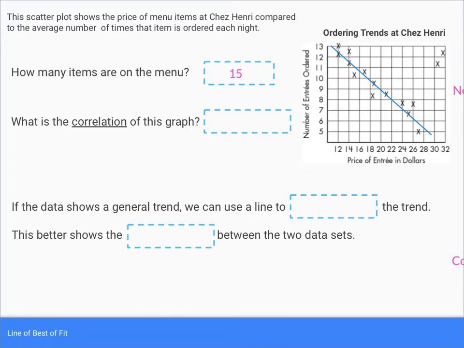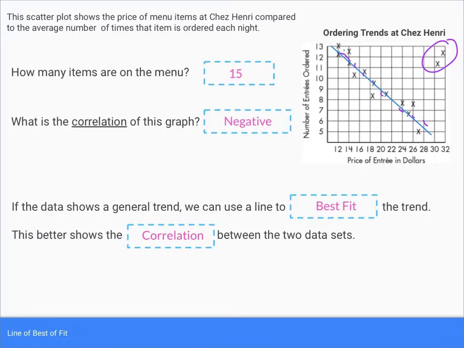What type of correlation do we see here? We see the points going towards a downward trend. Sure, we have a couple that are over here to the side. We'll talk about what those are later. But for now, we can say that in general, the correlation of this graph is negative. So if data shows a general trend, which we can see here as it's going downward, we can use a line of best fit to show the trend. This shows us the correlation between two sets of data. We're going to put this line right between most of the X's. It doesn't have to be exact for now. All we're trying to do is get most of the X's in the middle, some on top, some on the bottom. That's our line of best fit.